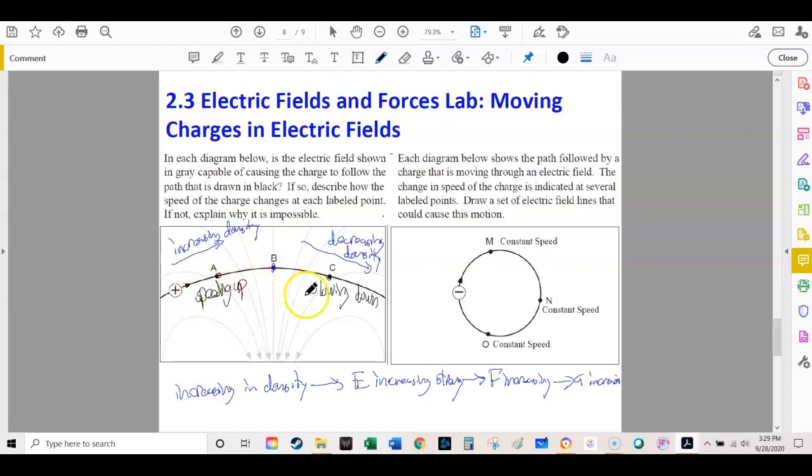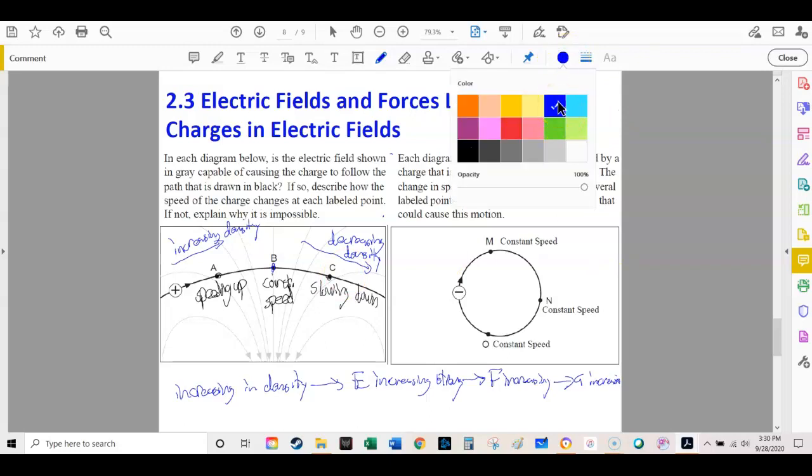In between speeding up and slowing down, something has to change. And this has to be, at some point, it has to hit a constant speed. That only happens at the interchange between speeding up and slowing down. So I'm imagining at B, it's got to be hitting a constant speed, because it's that interchange between going from speeding up to slowing down. Okay? All right. Hopefully that made sense with you guys.